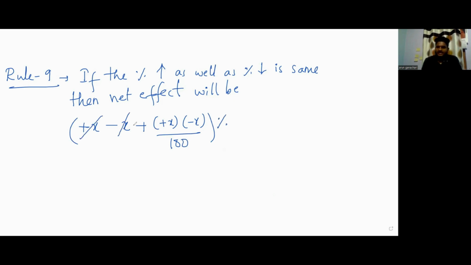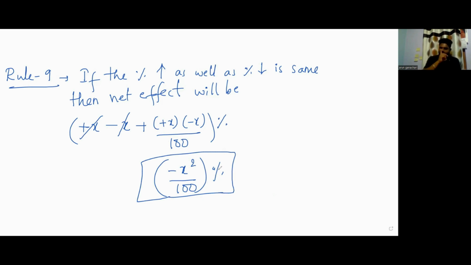Plus x and minus x will get cancelled. Yes or no? Plus x into minus x. What is plus x into minus x? Minus x square by 100 percent. So the final answer will be minus x square by 100%, if the value increase as well as decrease are both same.